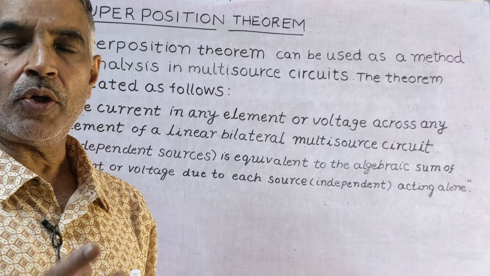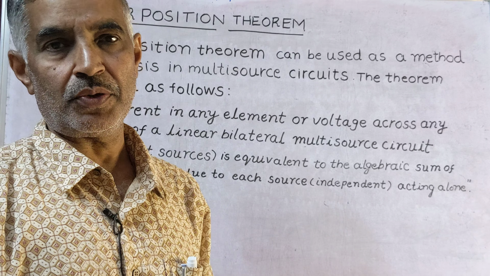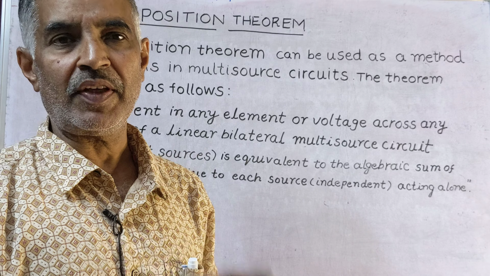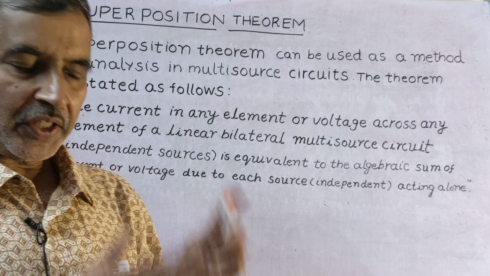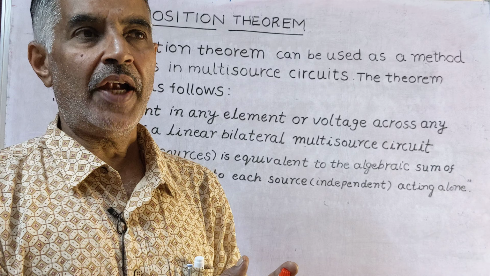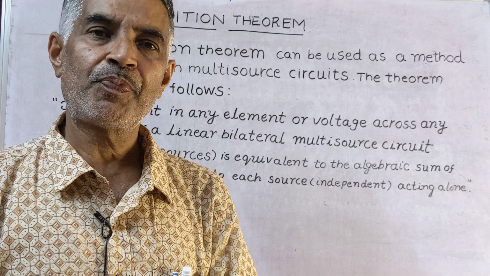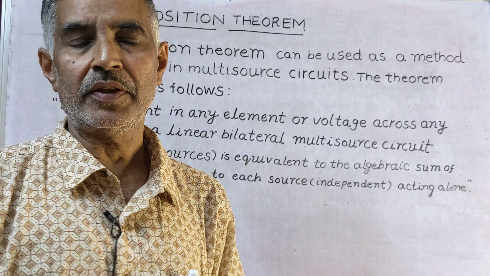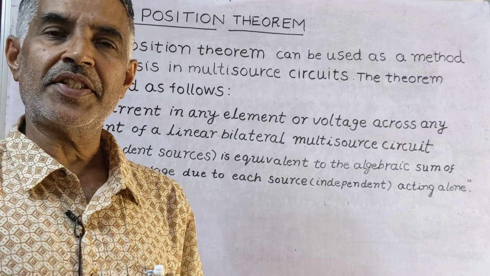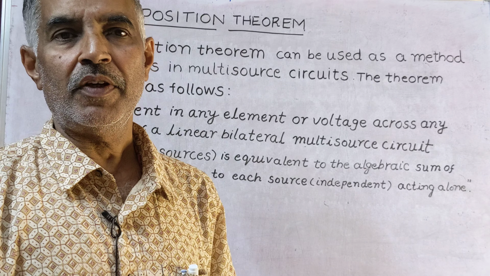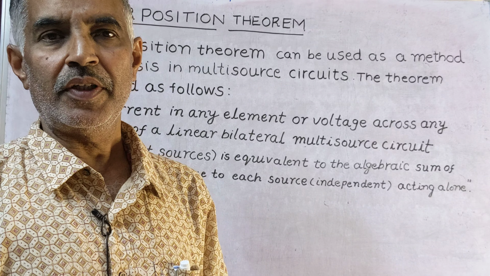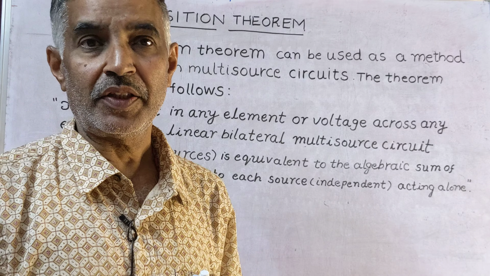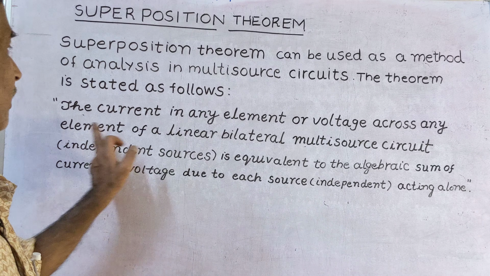For example, if there are two sources, call them source number 1 and source number 2. First consider source number 1 and make source number 2 zero. Calculate the voltage or current. Next, consider the second one, make the first one zero, and find the current or voltage. Then you add. That is the superposition theorem.